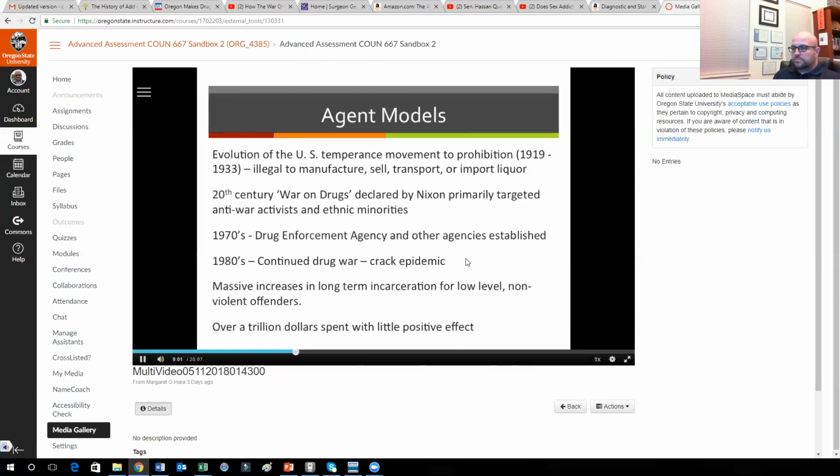In the 1970s, the Drug Enforcement Agency and other agencies were established, and the drug war continued in the 1980s with the crack epidemic. We see during this time massive increases in long-term incarceration for low-level, nonviolent offenders. To date, over $1 trillion has been spent with little positive effect.